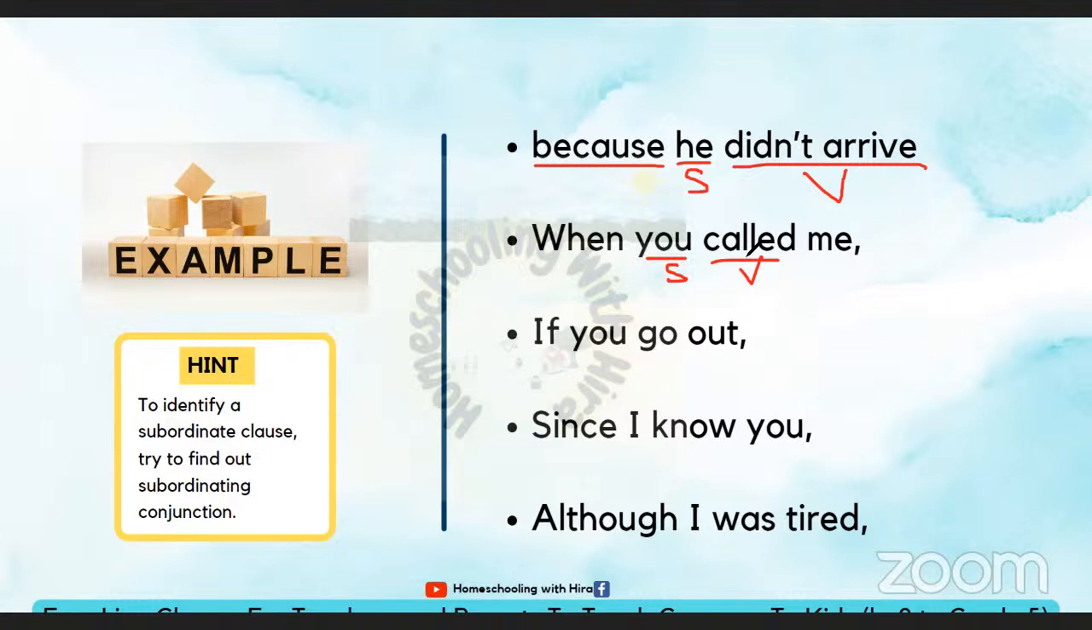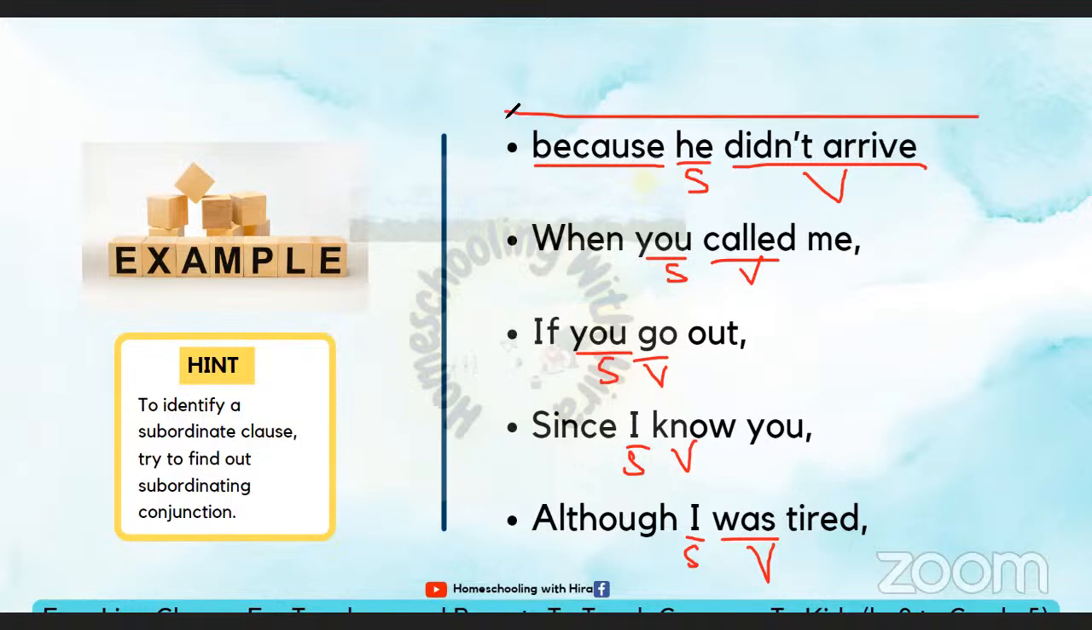We don't know what you are talking about. If you go out, this is a clause because we have a subject and verb, but it's not telling us the proper sense of the thing. Since I know you: subject, verb, but the sense is not clear. Although I was tired: subject, verb, this is an adjective clause. Although I was tired, right? Once again, the sentence is not complete.